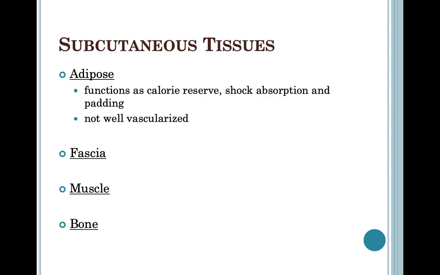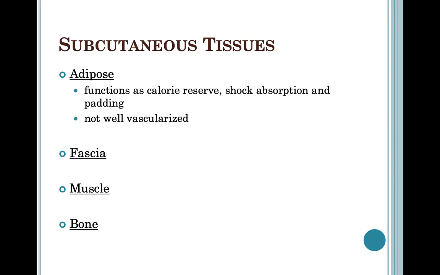Subcutaneous tissues, tissues that lie beneath the dermis, include the adipose layer, which functions as a calorie reserve and also helps us with shock absorption and padding. But we need to keep in mind that the adipose tissue is not well vascularized, meaning that when it's exposed, it can actually form a barrier to wound closure. We also have the fascia, the muscle, and the bone. And so knowing where these subcutaneous tissues are with reference to the skin helps us gauge, again, the depth of the wound and the patient's prognosis for healing.